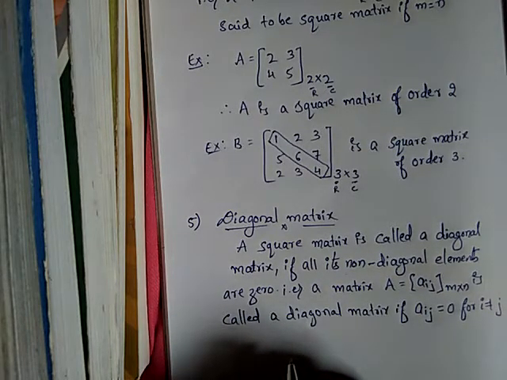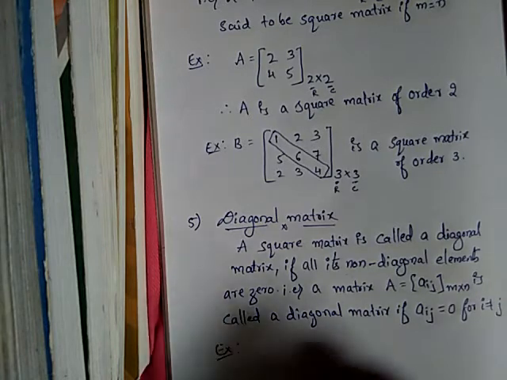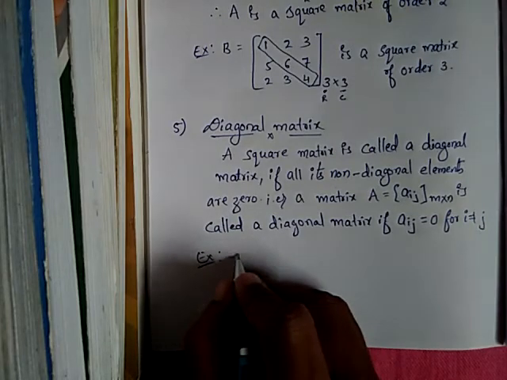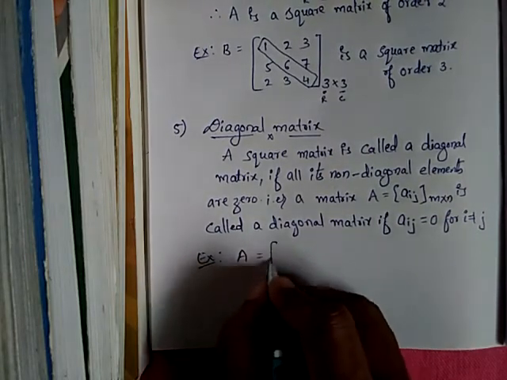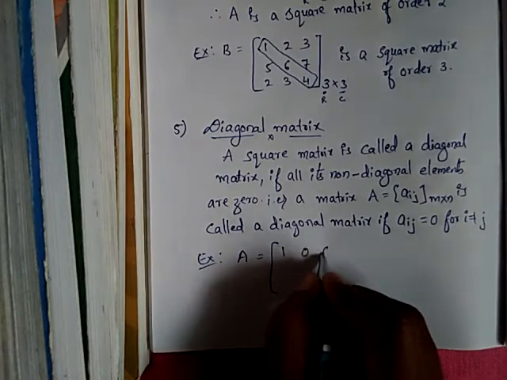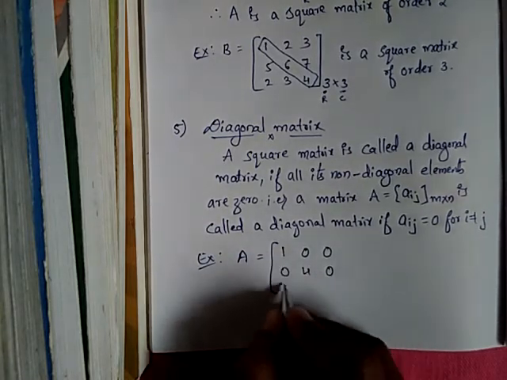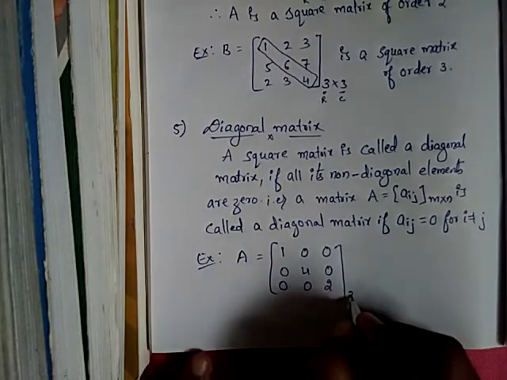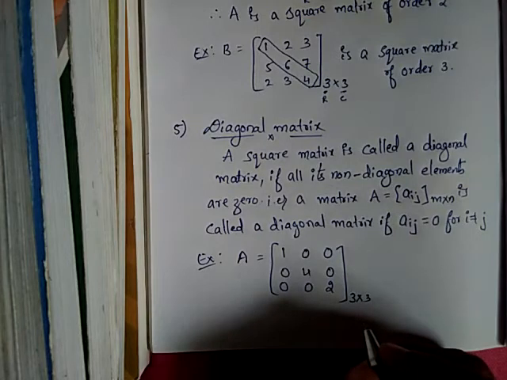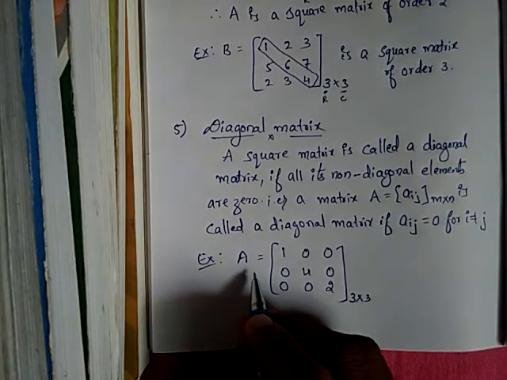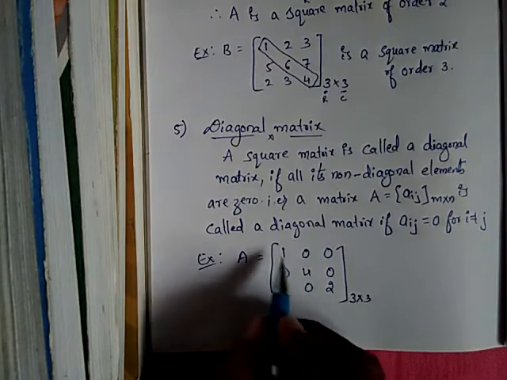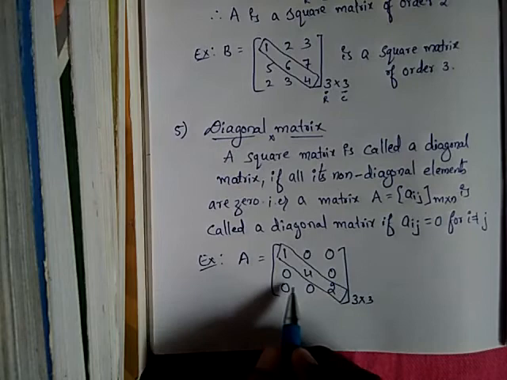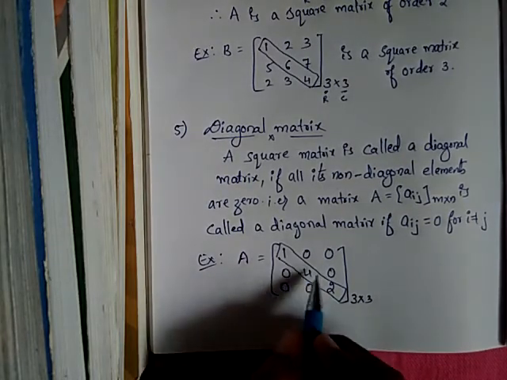So here, you can see the example. So what is the example? You take one example which is denoted by matrix A. So I will write here 1 0 0 0 4 0 0 0 2. Just now I told, it is a diagonal matrix of order 3. A is a diagonal matrix of order 3, you can say. See here, this is the principal diagonal I told, these are the elements. Other than this diagonal, all are 0 elements.